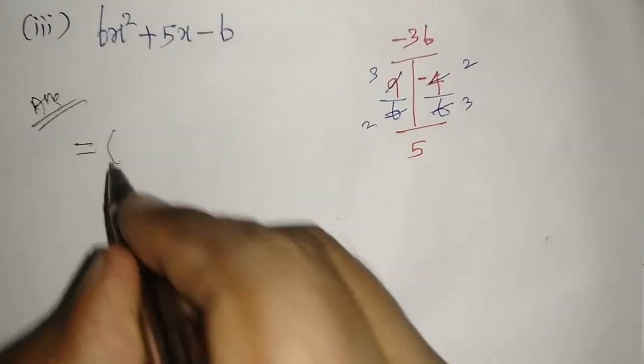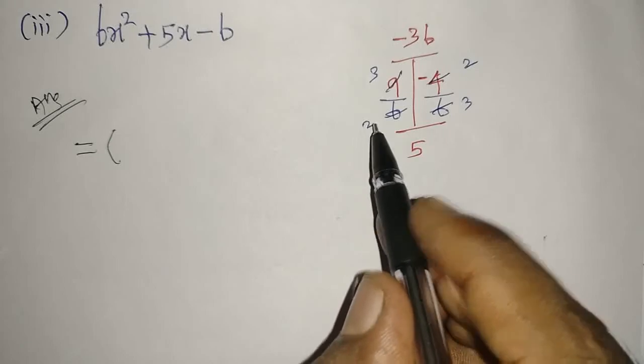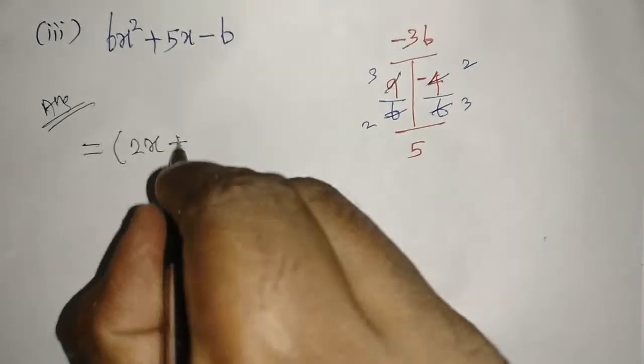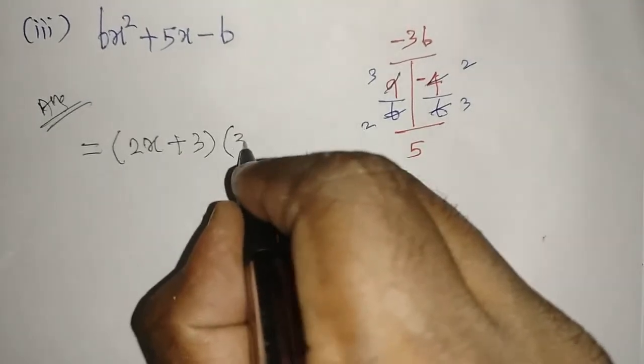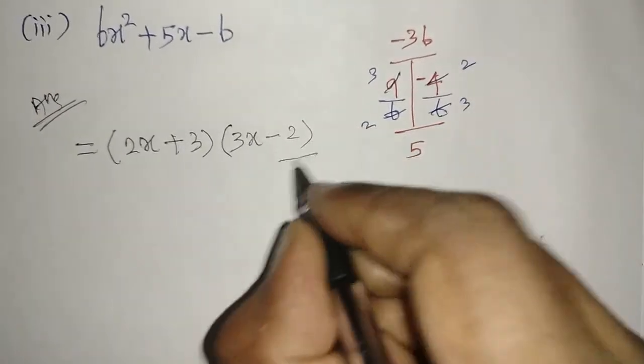So I am writing here. What we have in the denominator will come for the coefficient of x. So you will get 2x, plus the numerator number 3 into the denominator value 3, so 3x, and the numerator we have minus 2, so minus 2. That's it, our answer is over.